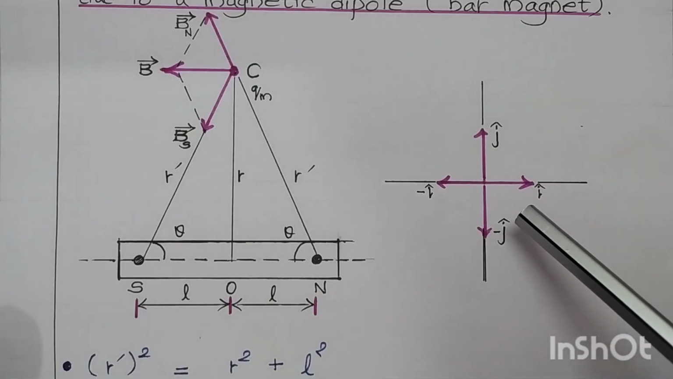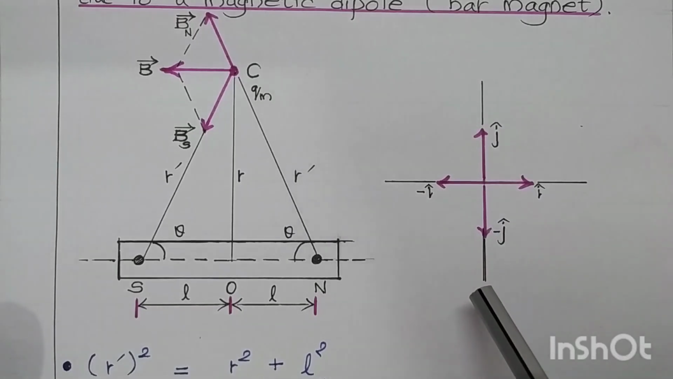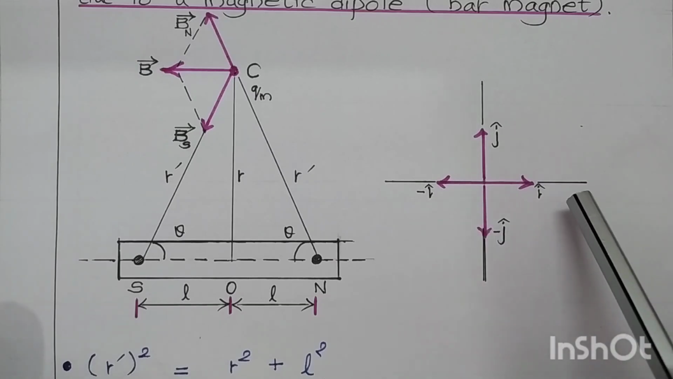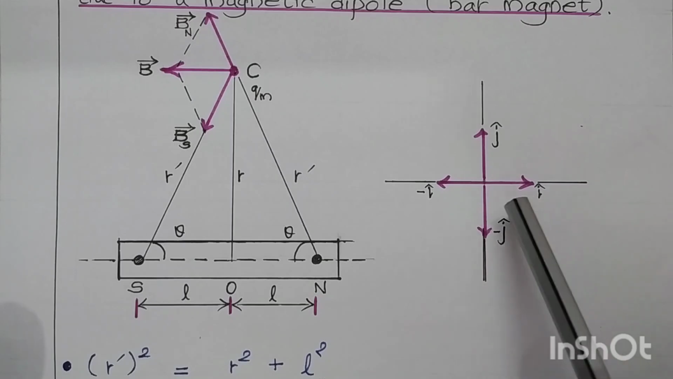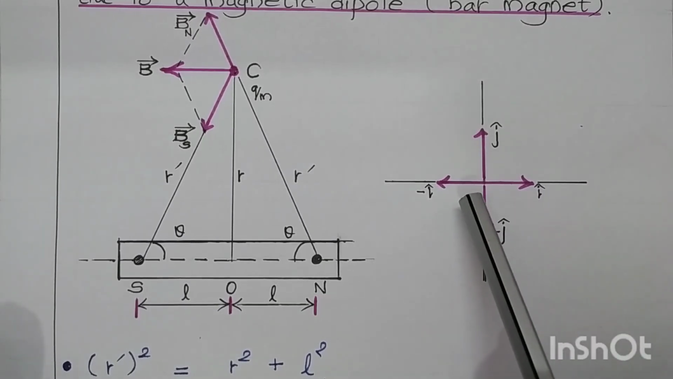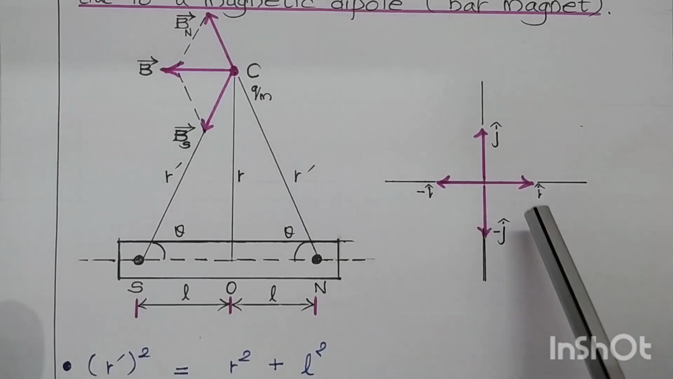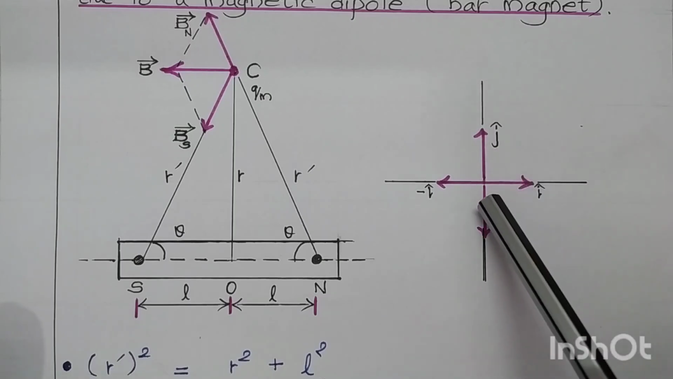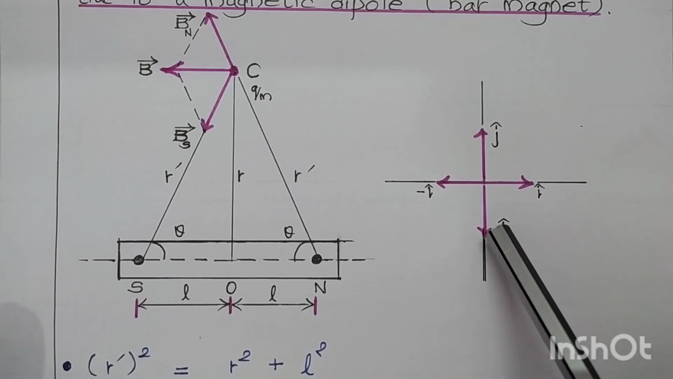Here a small graphical representation is given. This is the x-axis and this one is the y-axis. Now i cap is the unit vector along the x-axis and j cap is the unit vector along the y-axis. This is the positive x direction, so this is plus i cap, and this is the negative x direction, so it is denoted as minus i cap, and this is the positive y direction, so j cap. Here this is the negative y direction, so it is denoted by minus j cap.